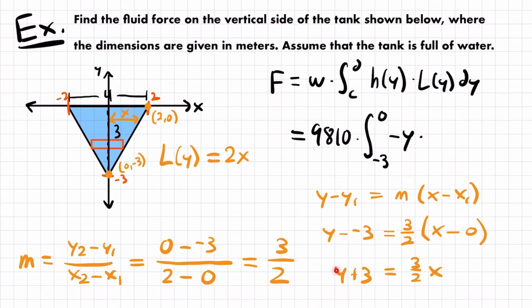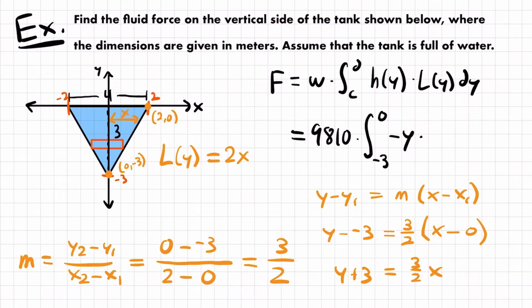All right, and so now we have the equation of this line, and if you wanted to solve for y, you could subtract 3 to the other side, but we actually don't want this equation in terms of x. We want it in terms of y, right? We want to know what x is equal to so that we can plug it into this equation right here. We want to know the length in terms of y, right?